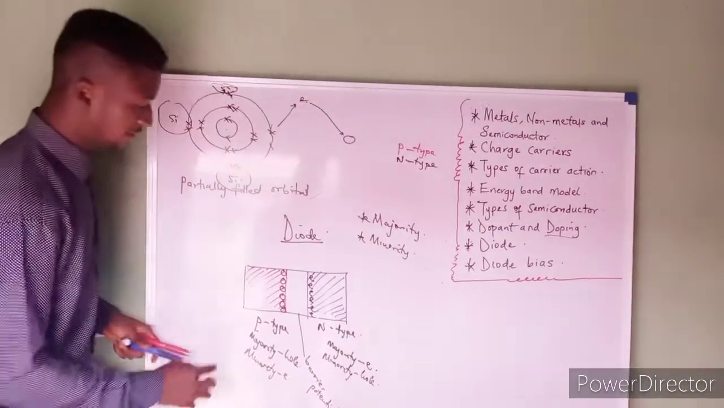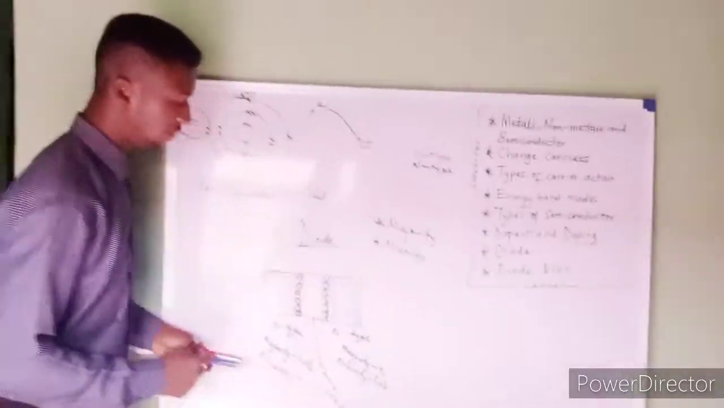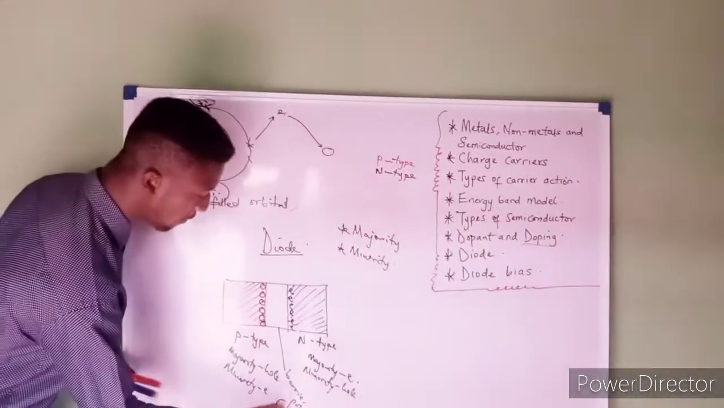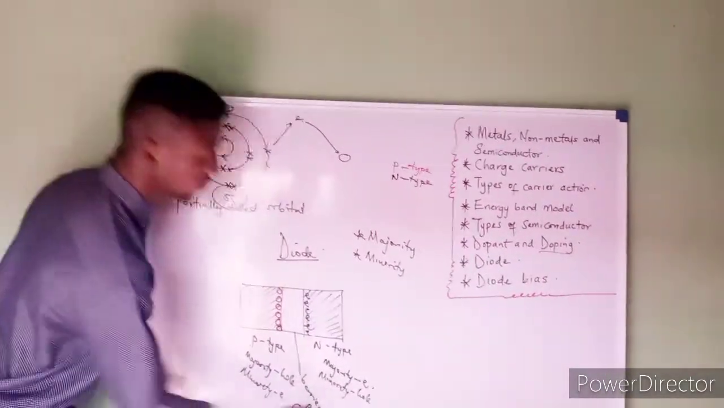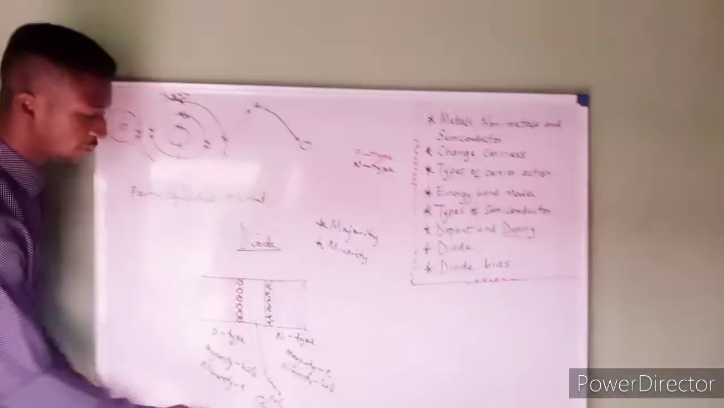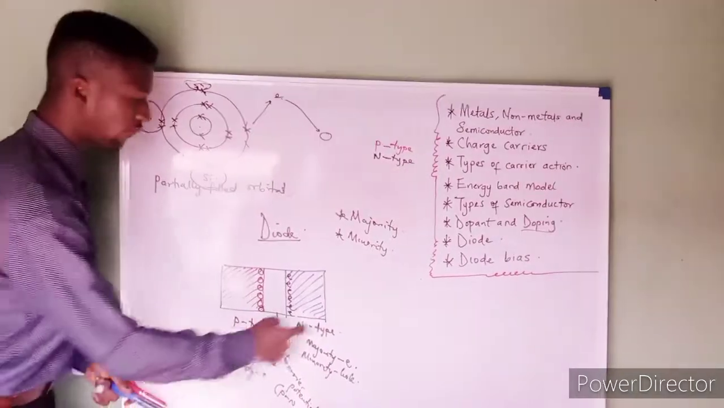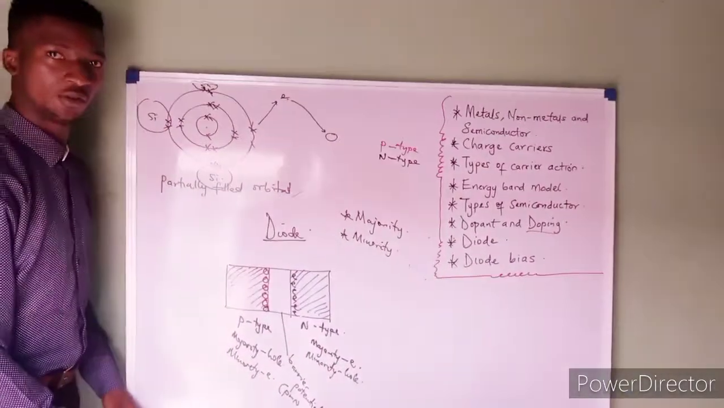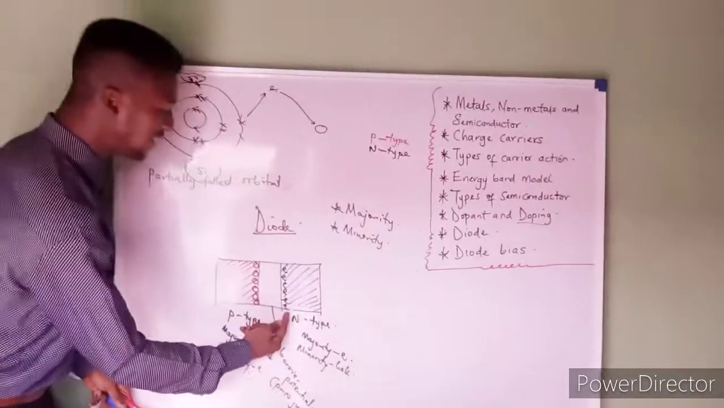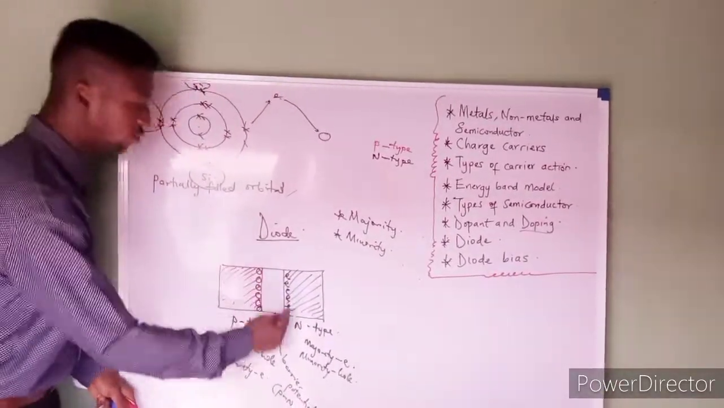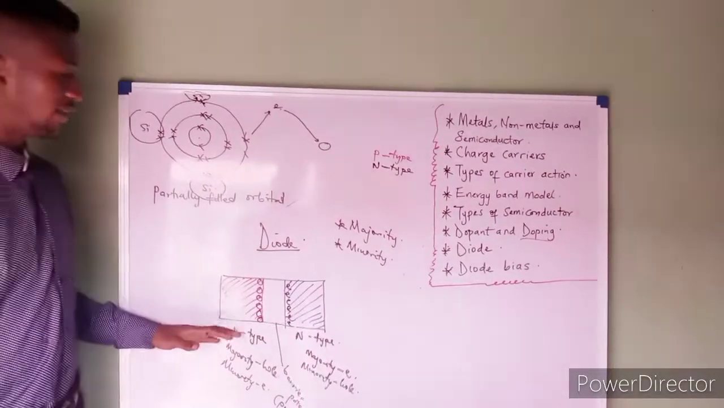As well as, don't forget, this is called a P-type and this is called the N-type. As a result of that, it is called a P-N junction. So what is a P-N junction? A P-N junction is a region between the P-type semiconductor and the N-type semiconductor. And why do we call it a barrier potential? Because energy must be overcome here in order to enter the conduction region. That's what we mean by a diode.